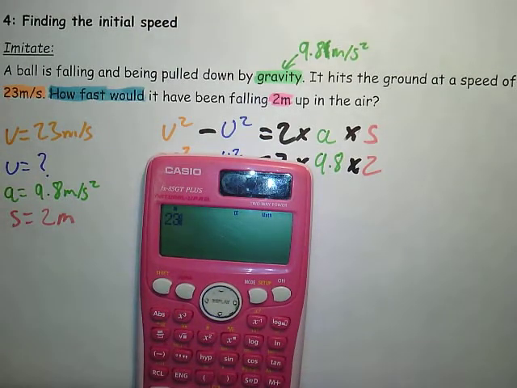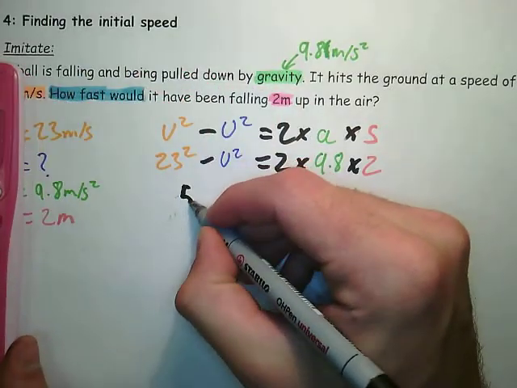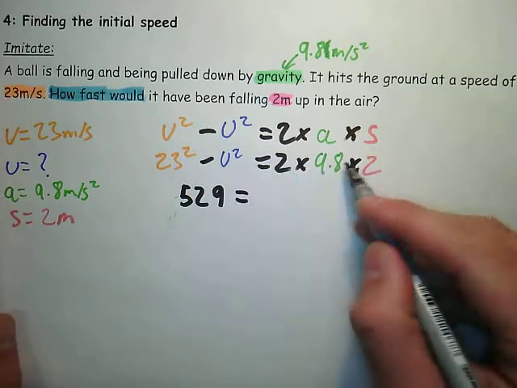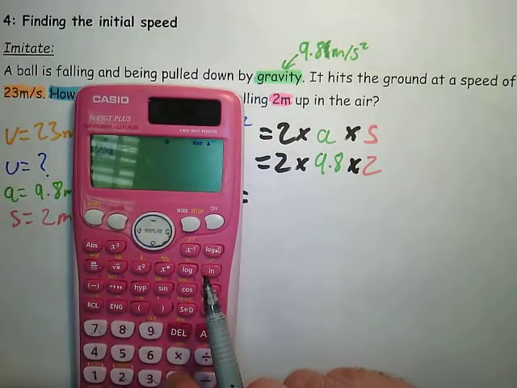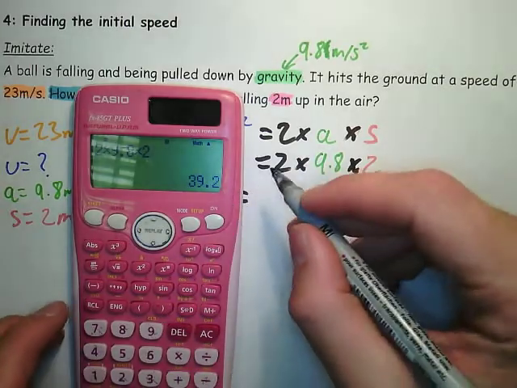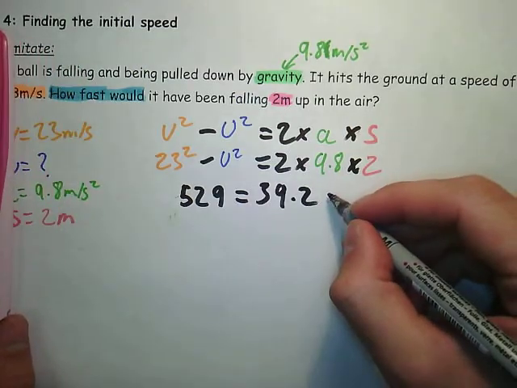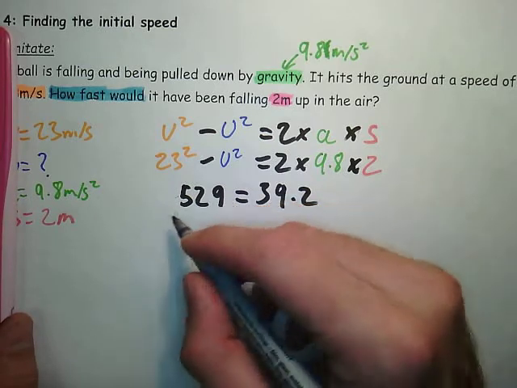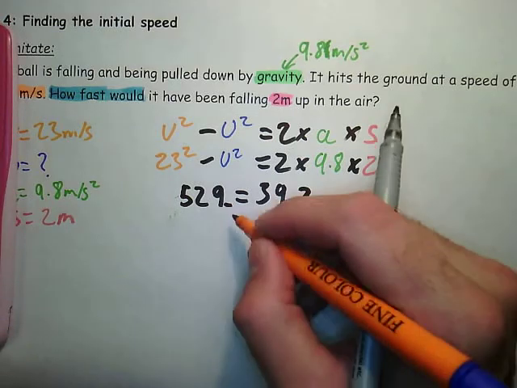So 23 squared is 529, equals, and with this side again, like we did on the last one, we can do this whole thing in one go. So we can do 2 times 9.8 times 2, it gives us 39.2. I'm sorry, 529 on this side is then minus U squared. Oh, that's annoying. Minus U squared.